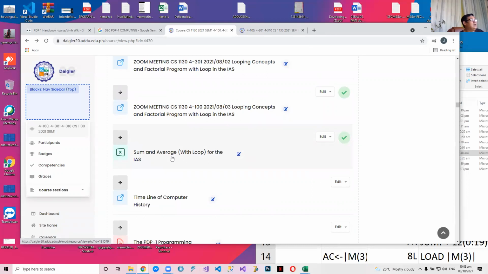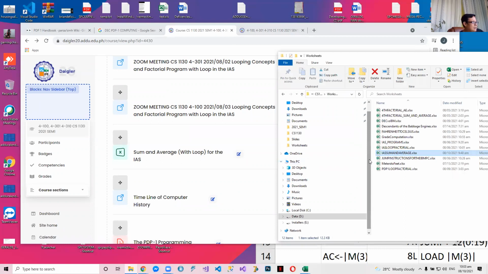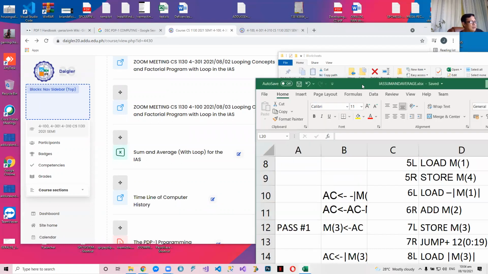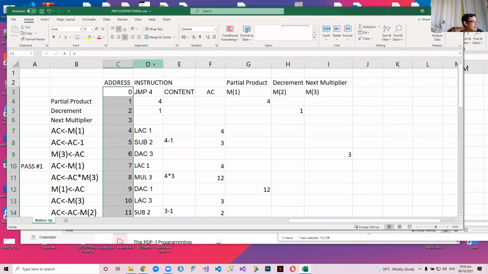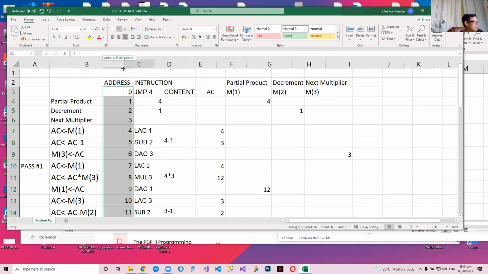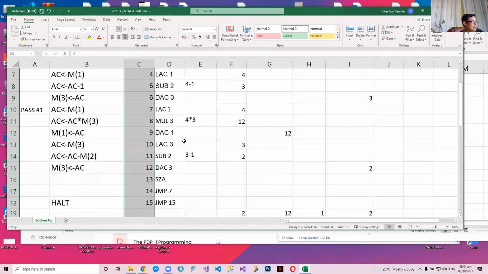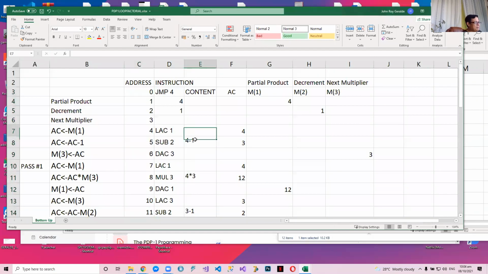Okay, we'll just convert the IAS bottom-up loop. I have it here, no? The PDP-1 loop factorial. This is the same function as that of the IAS. Do you follow? Let me just erase this.